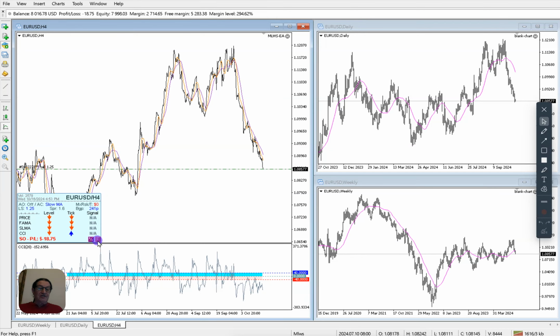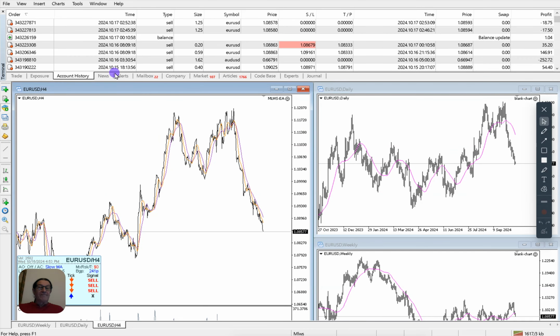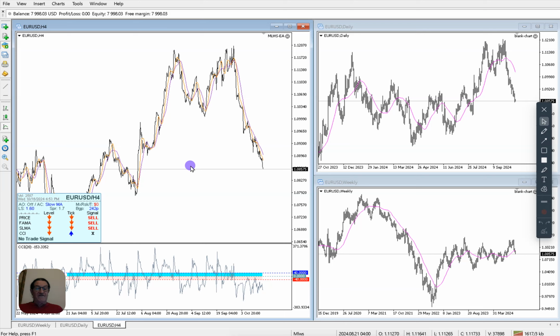So at this point, I'm going to close this trade entirely, and when we go to my history, I ended up with a loss of $18 and some cents, which is fine. But now I'm still not done with my trade yet. At this point in time, I will draw a horizontal line where I exited the trade, right there.